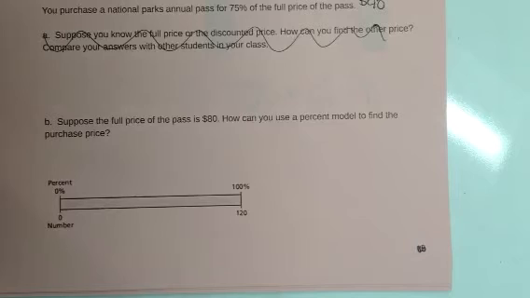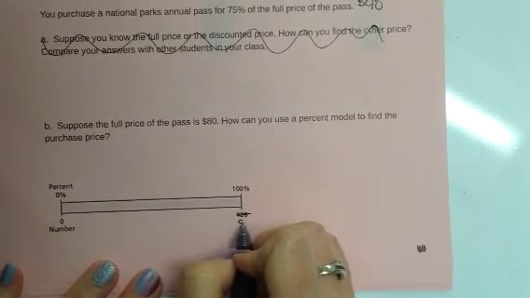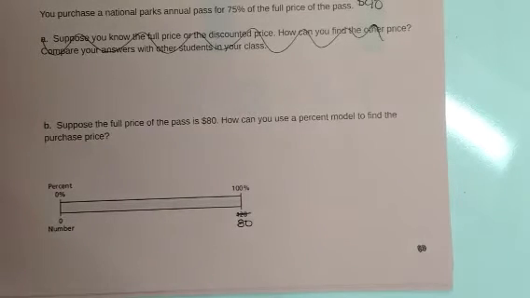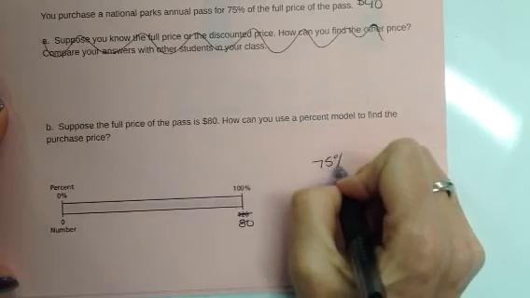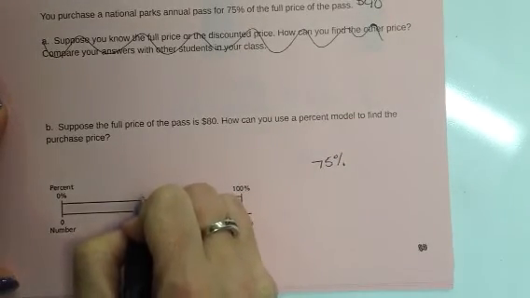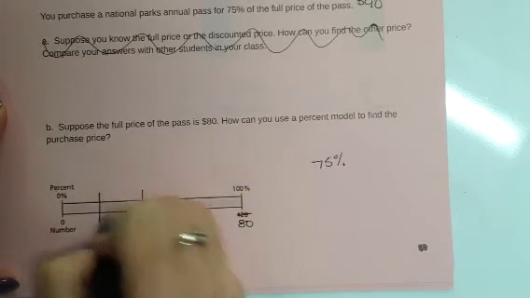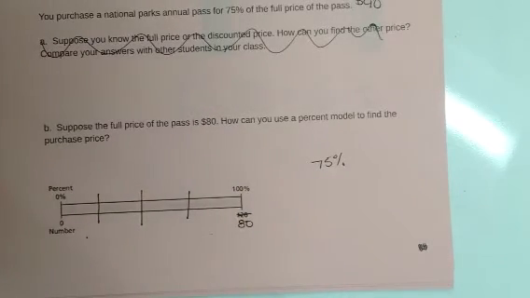Suppose the full price of a pass is $80. How can you use the percent model to find the purchase price? So, trying to think what we did. So this, we're going to cross off and make $80, okay? And then we still are getting the 75% rate. So I would do the same thing I did up above. So if you want to pause the video and do that and fill out your 50, your 25, and your 75 and your numbers down here, and then come back and check, that'd be great.